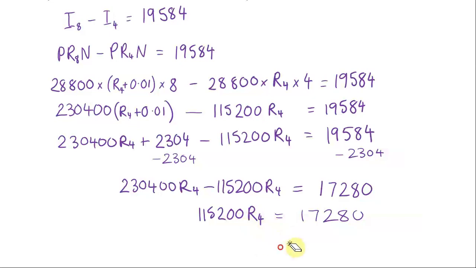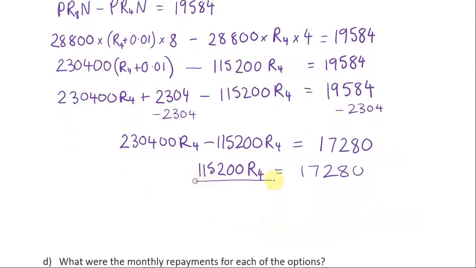We'll move that down a little bit. We need to divide this side by 115,200 and this side by 115,200. And our interest rate for 4 years is going to be 17280 divided by 11520. Let me just check that I haven't missed a number there in my calculation. Yep, that's good. So that gives me 0.15.